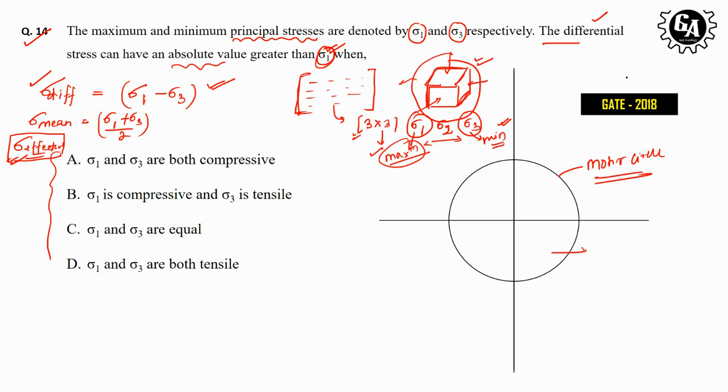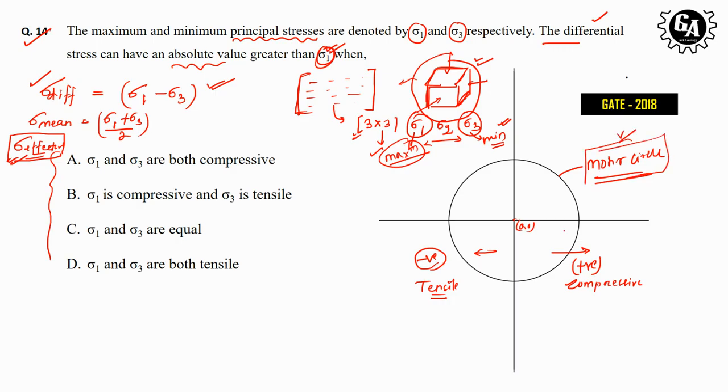This region is conventionally taken to be positive, and this to be negative. This is considered to be your compressive region, and this is the tensile region, always remember. And this is the origin, that is 0, 0. This is the 2D representation of your state of stress, that is the Mohr circle.